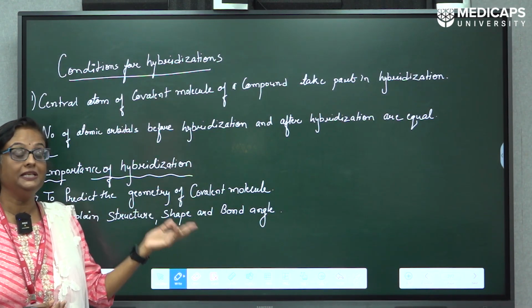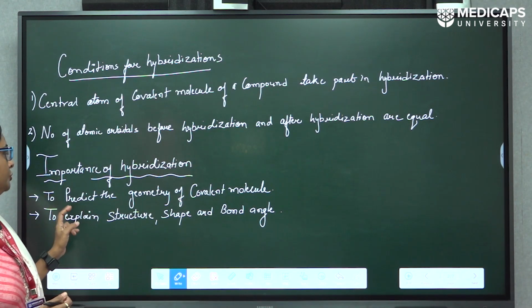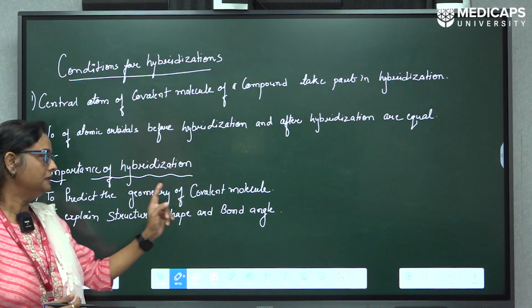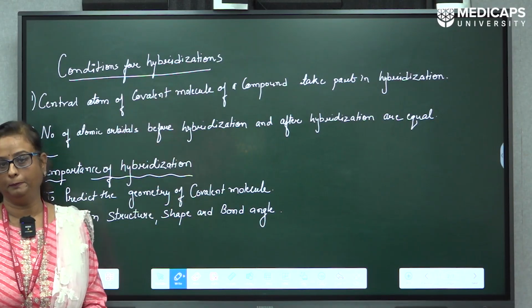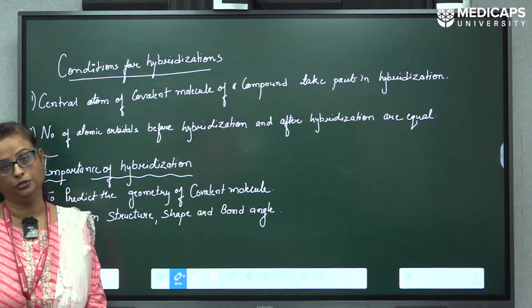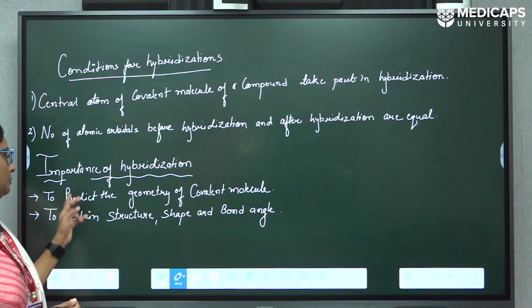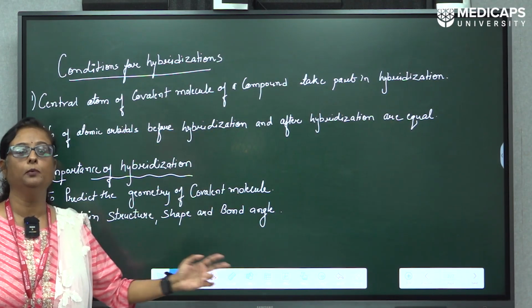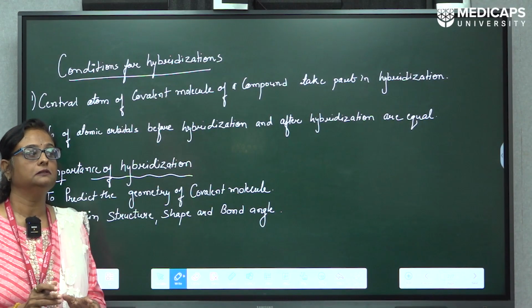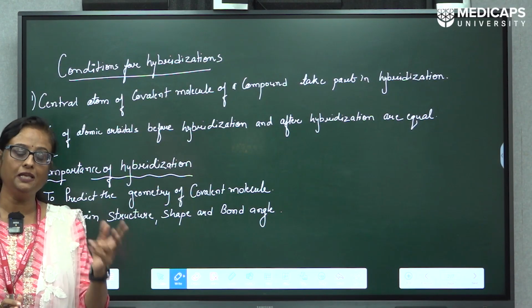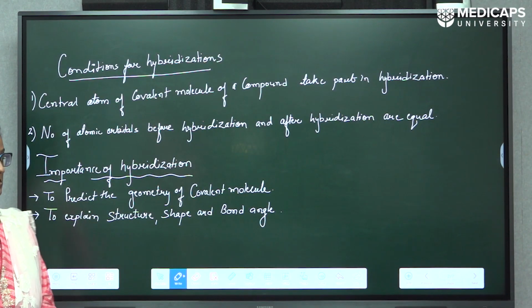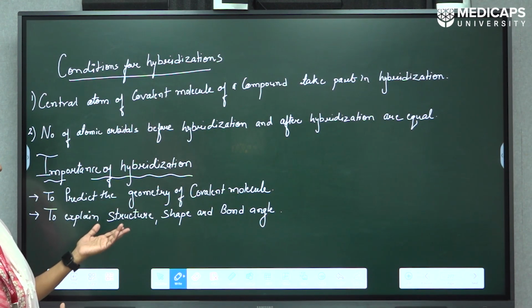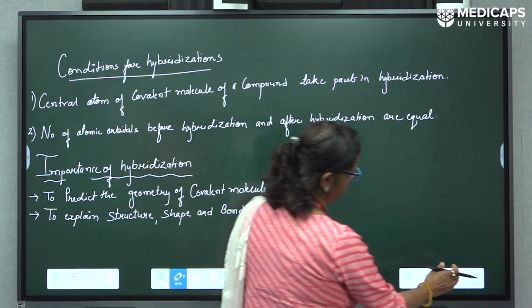What is the importance of hybridization? Why do we need this hybridization? First, it is used to predict the geometry of a covalent compound or covalent molecule, or we can also explain the structure, shape and bond angle of different atomic orbitals in any covalent molecule or compound. So let's start with the types of hybridization.